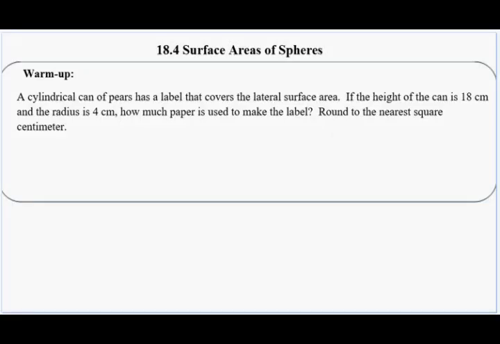Welcome to geometry class. In this video, we're going to look at 18.4, the end of chapter 18, and we'll finish up with the surface area of spheres. Okay, our warm-up is about what we did yesterday, though.